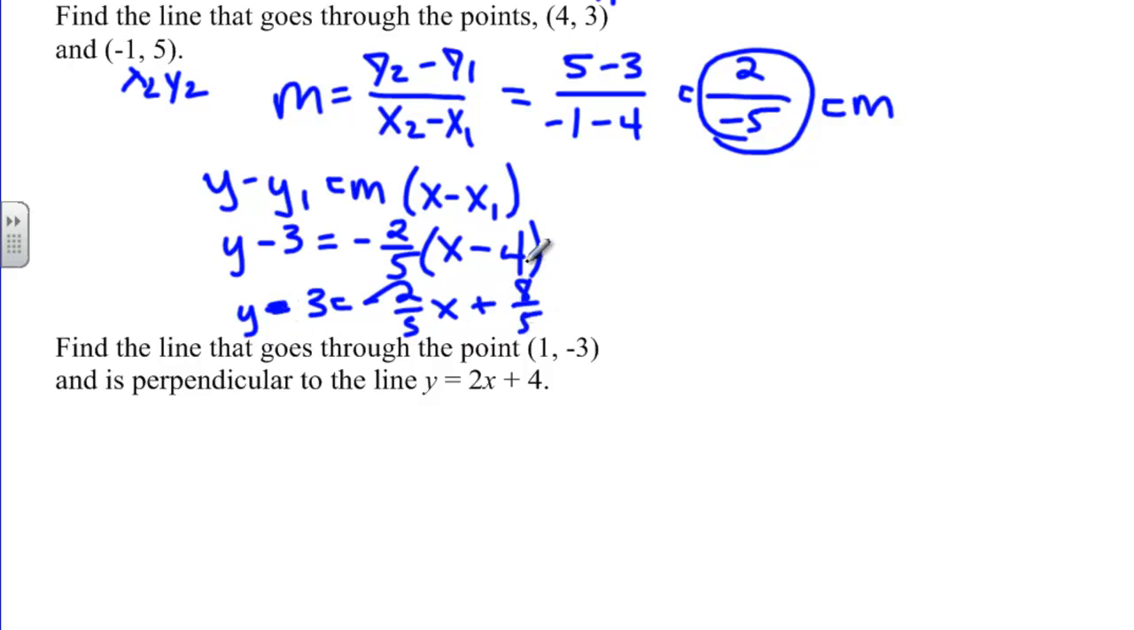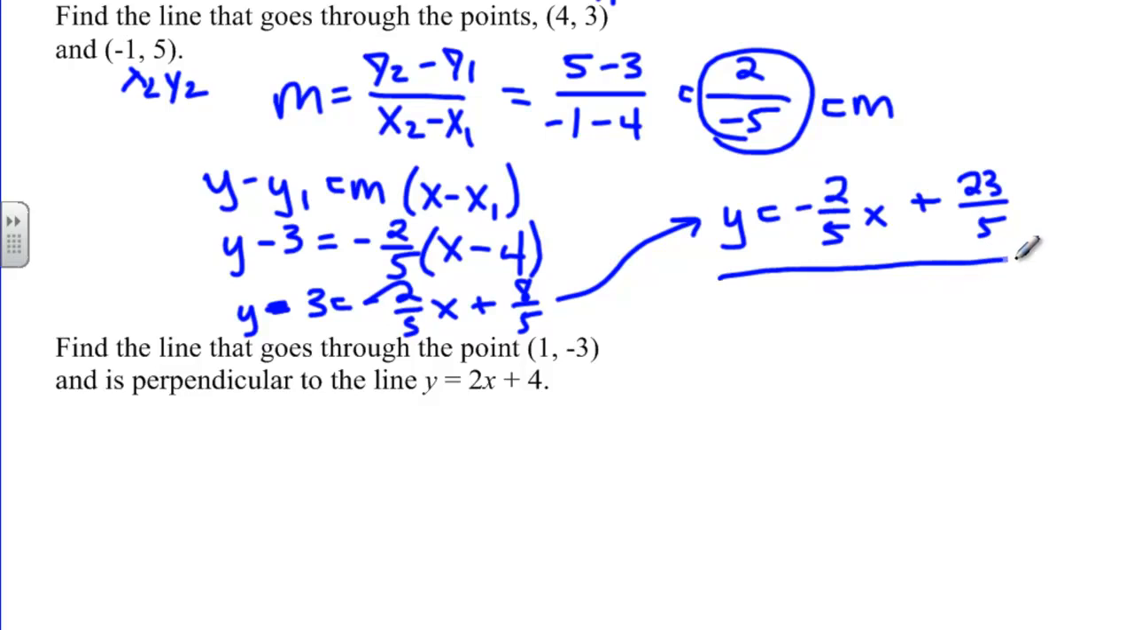Add 3 to both sides. I'm going to bring that up over here. I'm going to get y equals -2/5 x plus, let's see, 3, that would be 15/5. 15 and 8 is 23, so 23/5. It's kind of an odd number, but we'll work with it anyways. And what that means is that the slope is -2/5, the y-intercept is 23/5, and that's our equation.